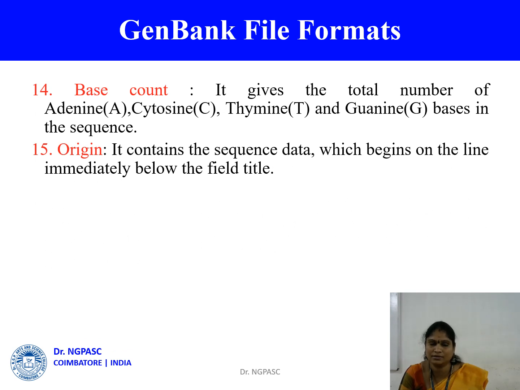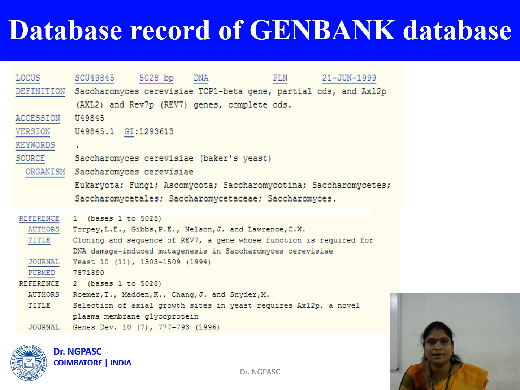Then the next field comment is base count. It gives the total number of adenine residues, cytosine residues, thymine and guanine bases in the sequence. So the total count will be represented. Then origin, this is the last one. It contains the sequence data which begins on the line immediately below the field title. This is one example of the file format that is present in the GenBank database.